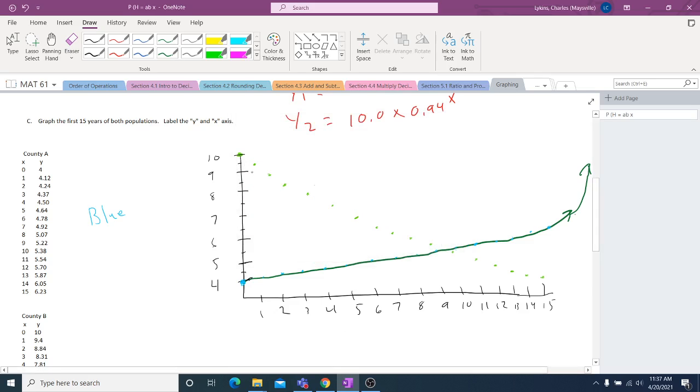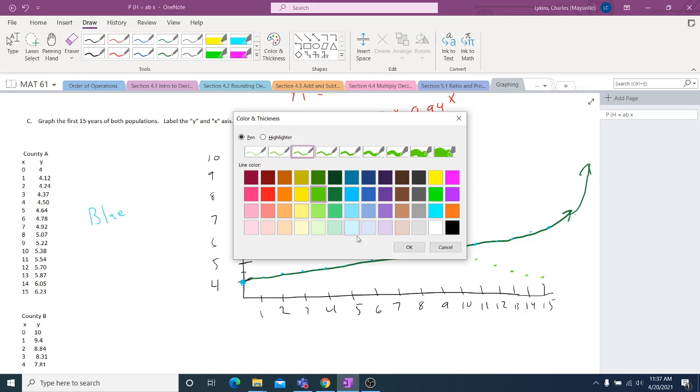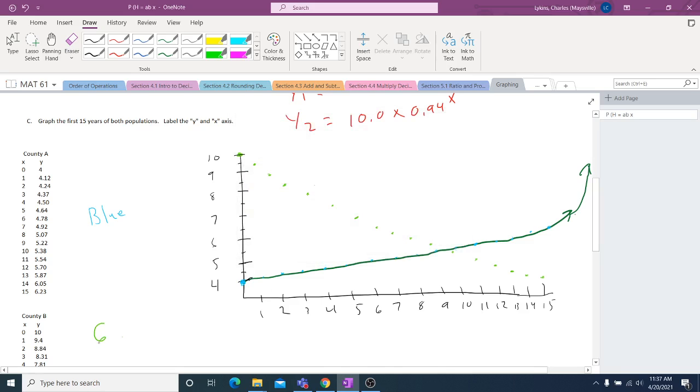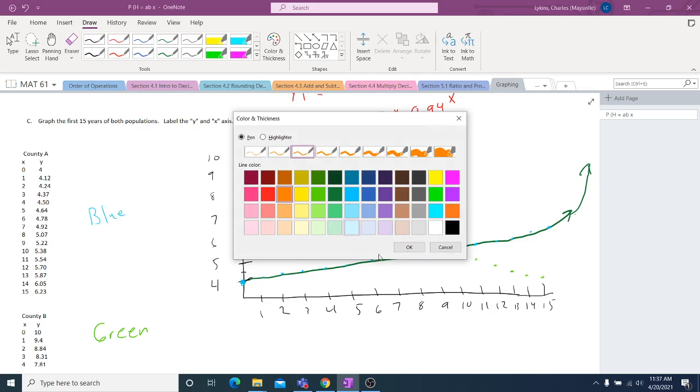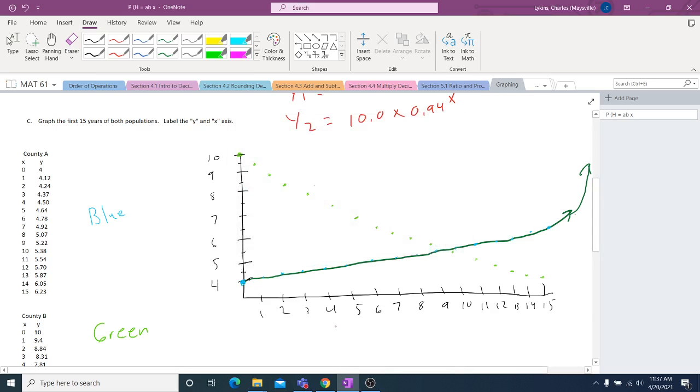Now my green dots represent county B. Notice one thing I want to show you: how to label these. It says label the x and y values. First of all, these are my years, 1 through 15. This is my population, and that's in millions.